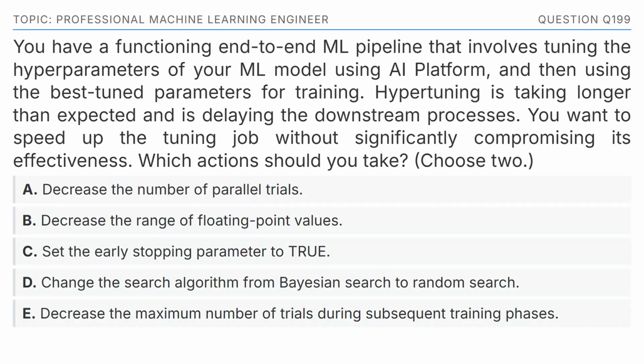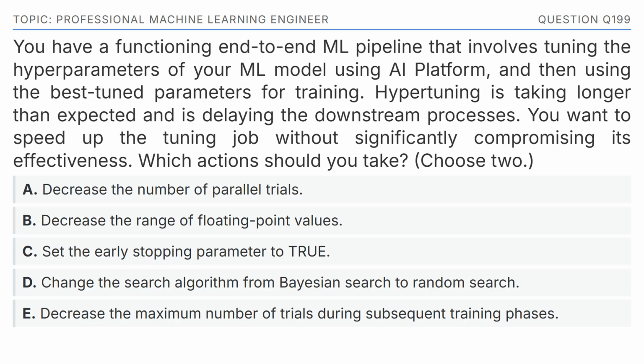You have a functioning end-to-end ML pipeline that involves tuning the hyperparameters of your ML model using AI Platform, and then using the best-tuned parameters for training. Hypertuning is taking longer than expected and is delaying the downstream processes. You want to speed up the tuning job without significantly compromising its effectiveness. Which actions should you take?